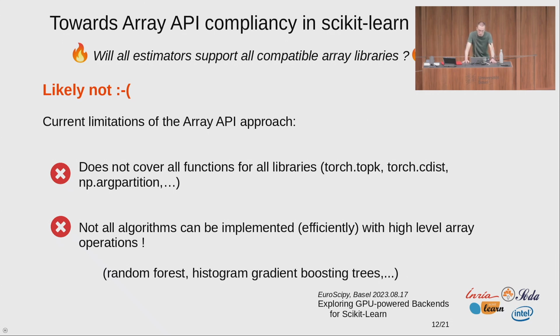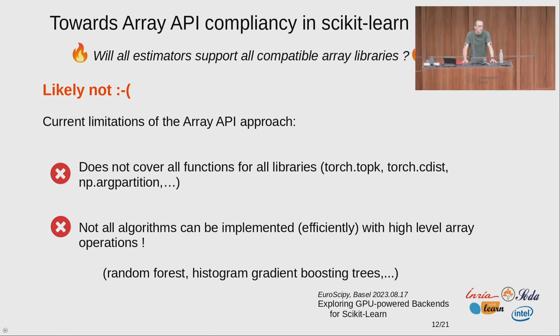Will all estimators in scikit-learn be compatible with all array libraries? Likely not, because the usage we can do with the array API is actually a bit limited. The array API standard only covers a subset of high-level array operations. For instance, there is no support so far for things like torch.topk or torch.cdist, which is pairwise distance computation, or numpy.argpartition. So there is still ongoing discussion. Things might change, but some specific functions in some libraries that are sometimes needed to optimize or to implement something might not be available.